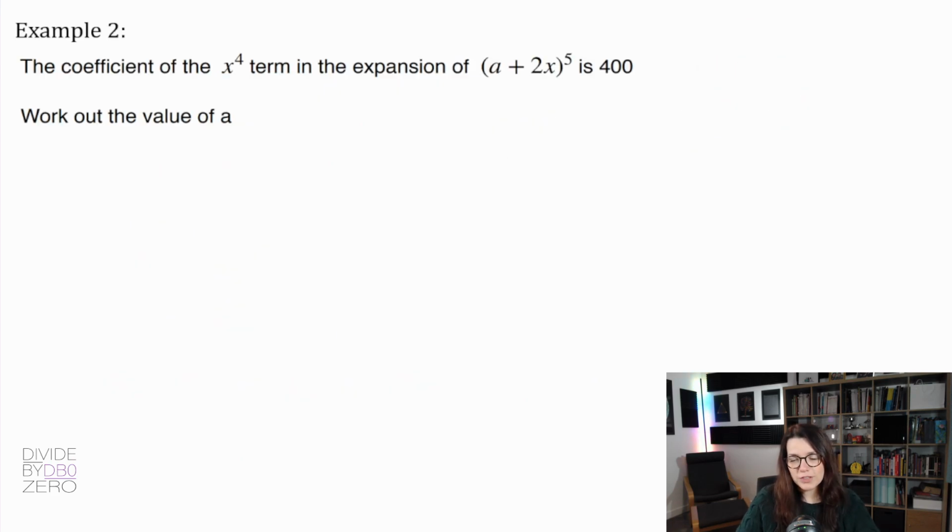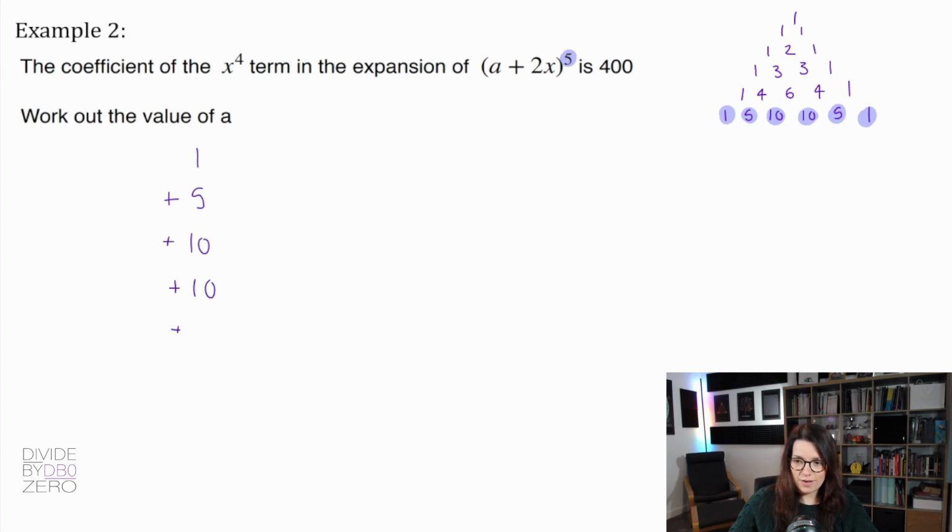Example 2. The coefficient of the x^4 term in the expansion of (a + 2x)^5 is 400. Work out the value of a. So in this case, the power is 5. So we'll draw Pascal's triangle down to when we have a 5. Those will be the numbers to start off our pattern. 1, 5, 10, 10, 5, and 1.